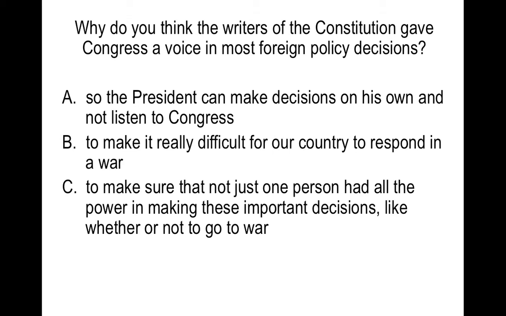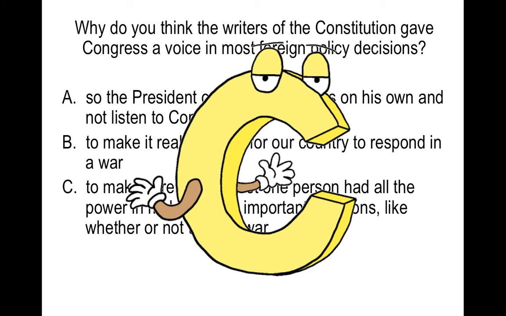All right, let's see if you're correct. The correct answer is C. So, why did we in the United States declare independence from England? Because we did not want one person to have all of the power. So that is why the writers of the Constitution gave Congress some voice in foreign policy decisions.